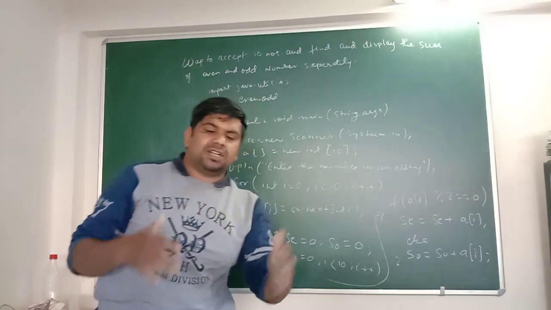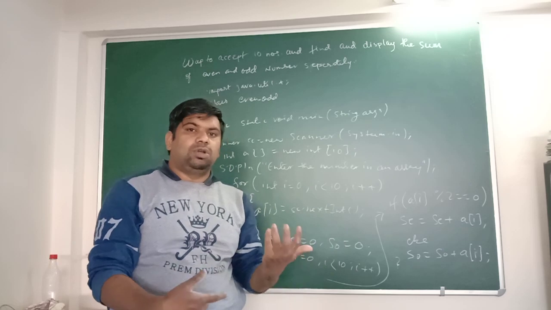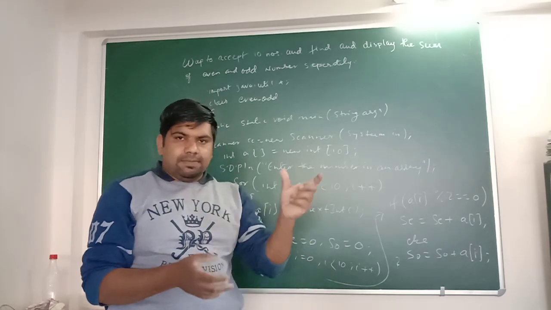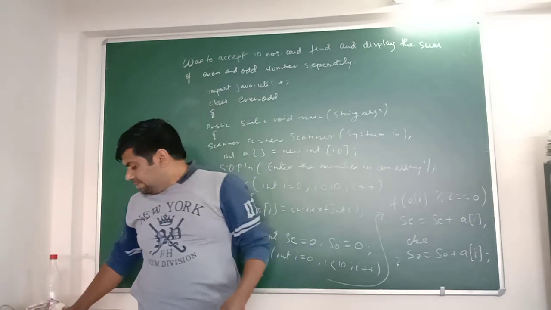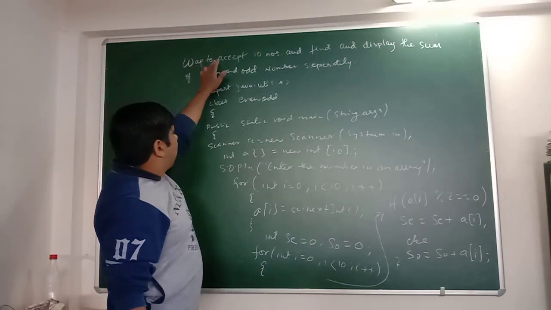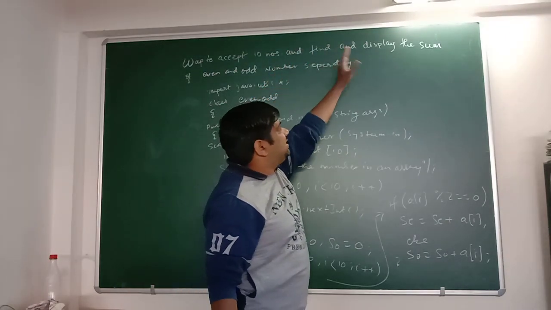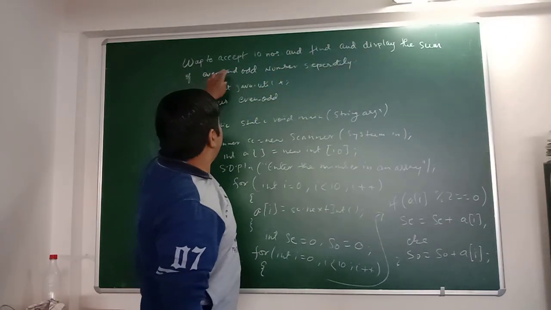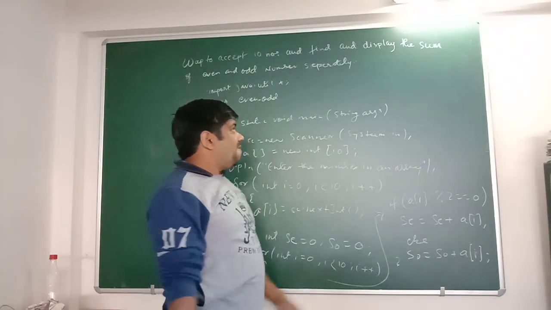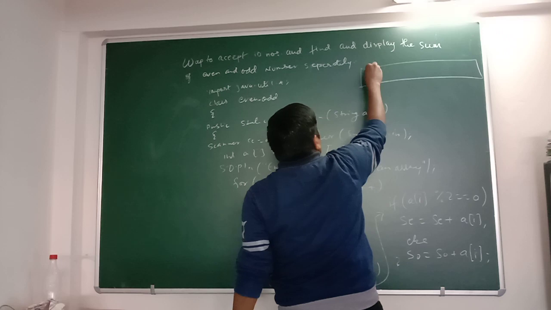In the last class, I was discussing how to print the values of the array. We wrote the program for finding the sum of the numbers stored inside the array. But here, we are going to discuss a program: write a program to accept 10 numbers, and find and display the sum of even and odd numbers separately. So here, you have to enter the 10 numbers.